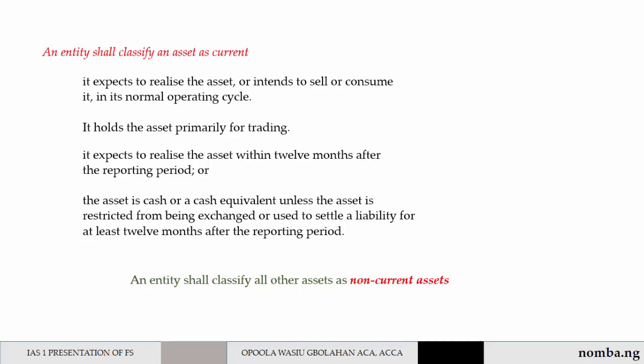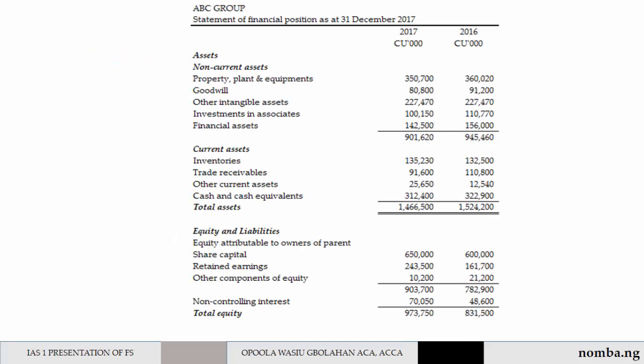Okay? So the standard requires some level of judgment in determining which item or which asset can be classified as current and which ones can be classified as non-current. From the statement of financial position that is presented, here are examples of current assets and non-current assets. For the current assets, we have inventories, trade receivables, other current assets, and cash and cash equivalent. For the non-current assets, we have property, plant, and equipment, goodwill, other intangible assets, investments in associates, and financial assets. All these are current, non-current assets.